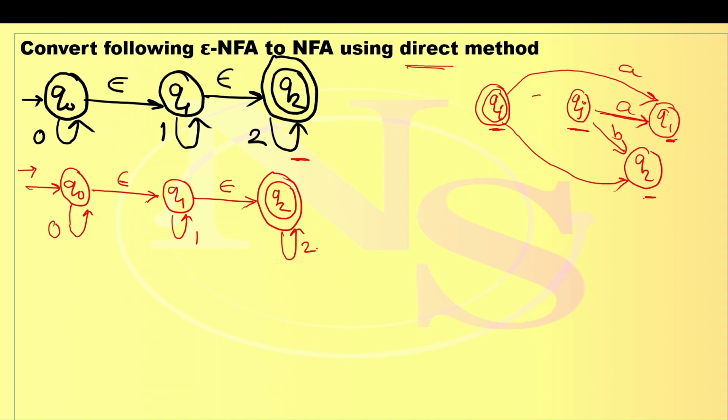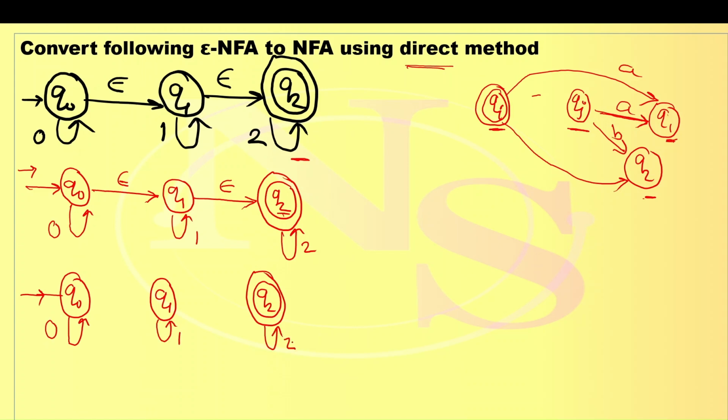Then apply the rule. As I said, I will apply this rule starting from Q2. Q0 stays as it is, the starting state. Q1 stays as it is. Q2 stays as it is, and as Q2 is final, keep it final. Whatever the existing transitions, keep them as they are. There will be no change in the existing transitions. At this moment, I will also write the epsilon transition. I have redrawn the same diagram as it is.